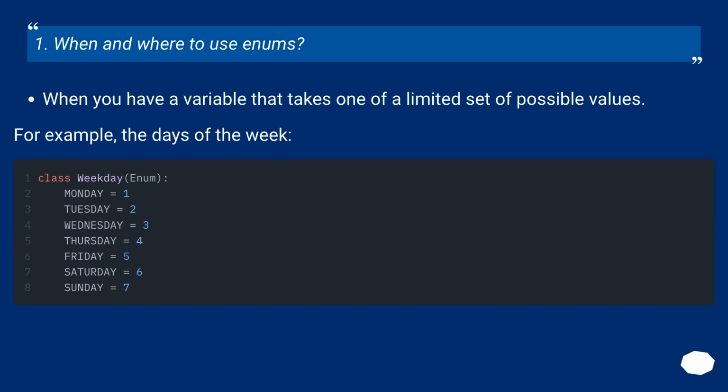One. When and where to use enums? When you have a variable that takes one of a limited set of possible values. For example, the days of the week.